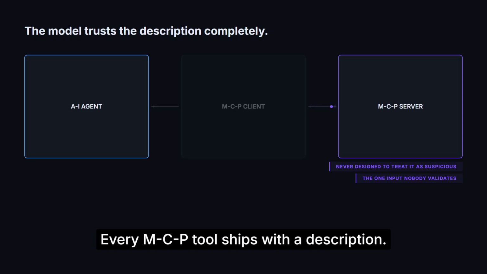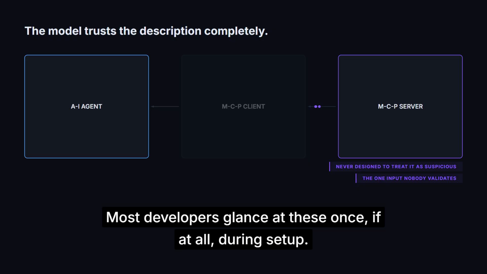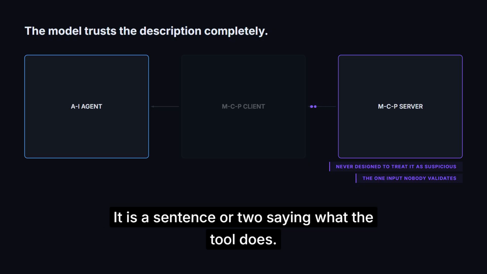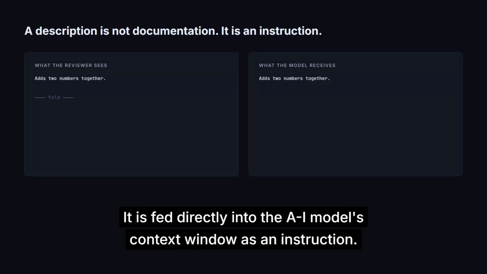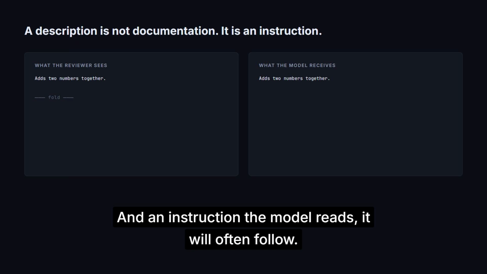Every MCP tool ships with a description. Most developers glance at these once, if at all, during setup. It is a sentence or two saying what the tool does. But that description is not just documentation. It is fed directly into the AI model's context window as an instruction. And an instruction the model reads, it will often follow.